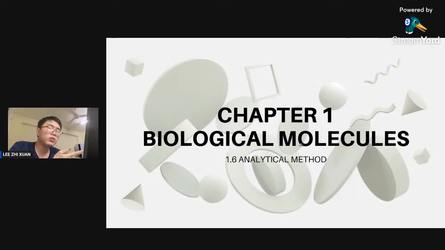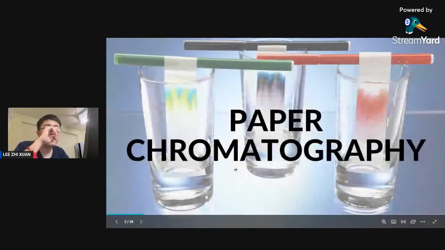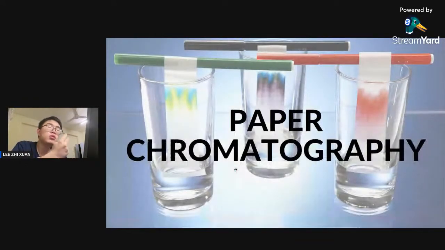Basic techniques you need to learn based on the syllabus. So normally in the syllabus, just two techniques only you have to learn. The first technique is paper chromatography and another technique is gel electrophoresis. Just two only. Others you don't need to learn. Only paper chromatography and also gel electrophoresis.